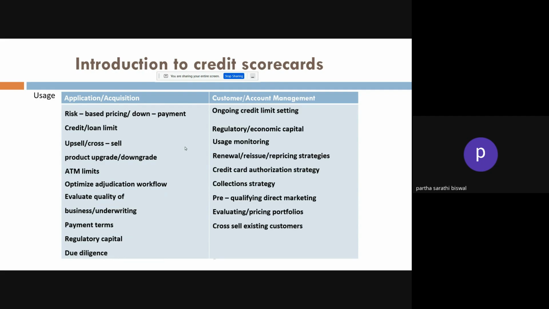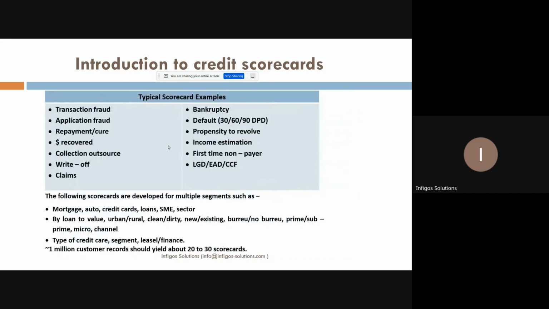So this course will be limited to acquisition and behavioral, which is also part of this. I will go through what kinds of scorecards there are. These are the different kinds of scorecards. Some will be application, some will be behavior, but the categories will be only two.